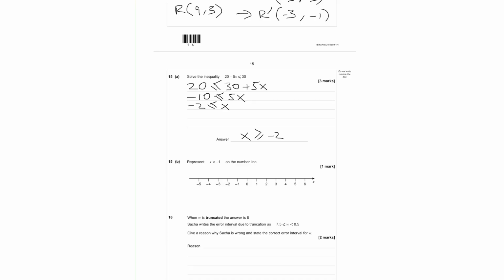And for part B, we're asked to represent x is greater than minus 1 on a number line. So the way we would do this is we draw a circle over minus 1, and if x is greater than minus 1, then it's going to be an arrow going in this direction. Now, the hollow circle means that it's not inclusive of the number it's over. So that does not include minus 1. x cannot be minus 1, but it can be anything greater than minus 1. If it was a solid circle over minus 1, that would mean it would be equal to minus 1 or greater. So just be careful of that distinction.